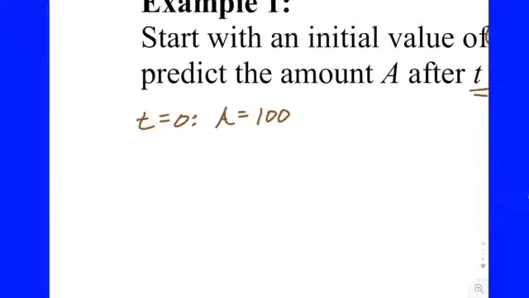Just at t equals 0. Here's your $100. Boom, you have $100, right? All right, so after 1 year, at t equals 1, we're going to let A equal the amount. How much do you have now? You have 130 bucks. How did you find that, Mr. Coronado?